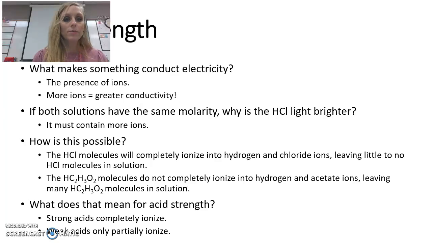So if you want to pause this video, make sure you've taken the notes on this. This is important. You definitely have to know this. Strong acids completely ionize, therefore they're stronger electrolytes. Weak acids do not completely ionize. They still do a little bit, therefore they are weak electrolytes.